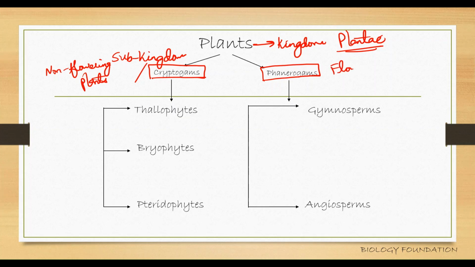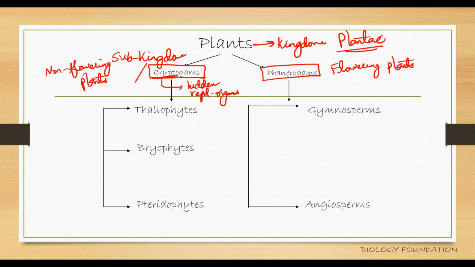Phanerogams are known as flowering plants. Okay, so basically, plants belong to the kingdom Plantae. They are divided into two subkingdoms, cryptogamy and phanerogamy. Crypto refers to what? Hidden reproductive organs. Okay, they have hidden reproductive organs.